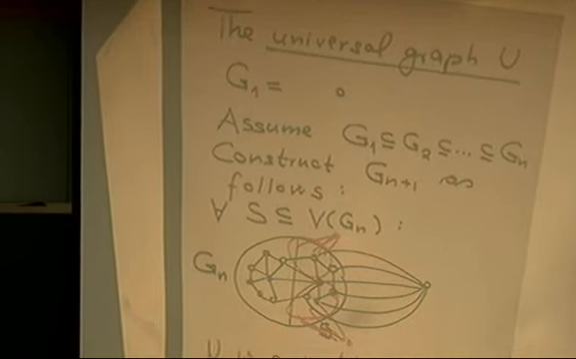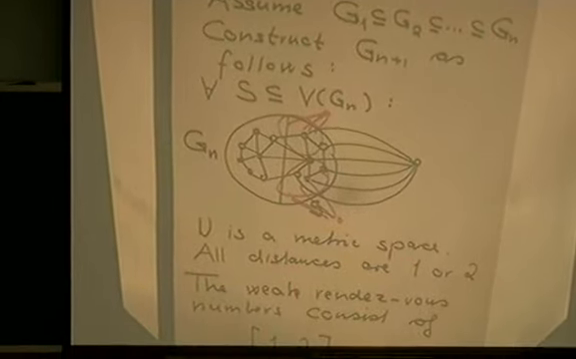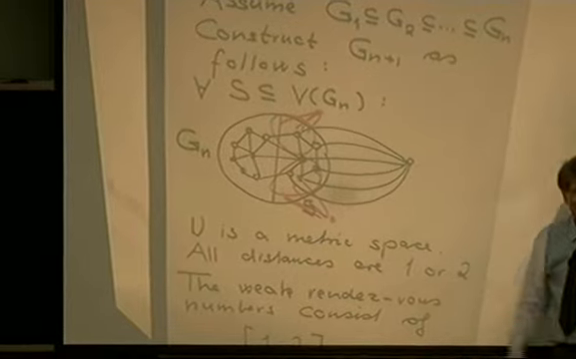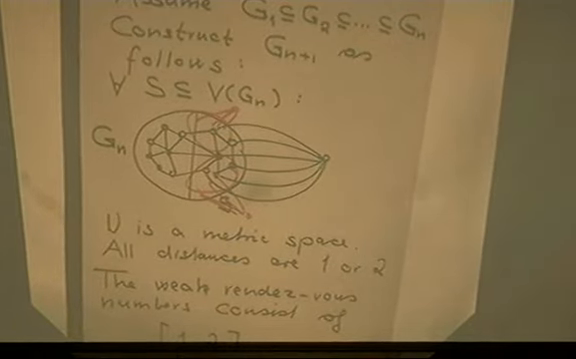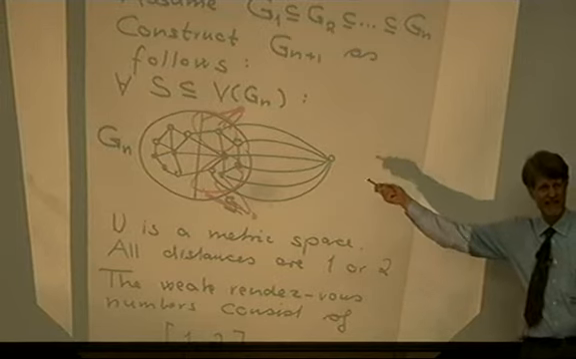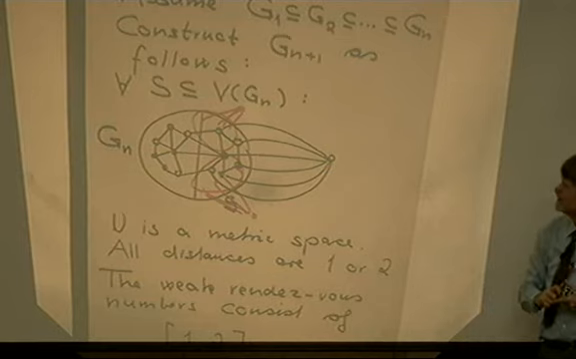And then when you have done it for all natural numbers, you just take the union of all those graphs, or the limit if you want to explain it that way. So that's a very interesting graph. It's the universal graph. It has the property that any finite graph can be found as a subgraph, what we call an induced subgraph, in this graph. So it has many other nice properties.